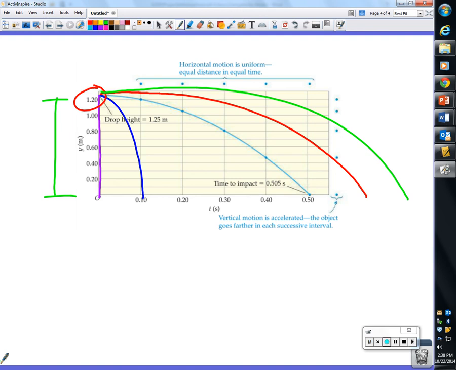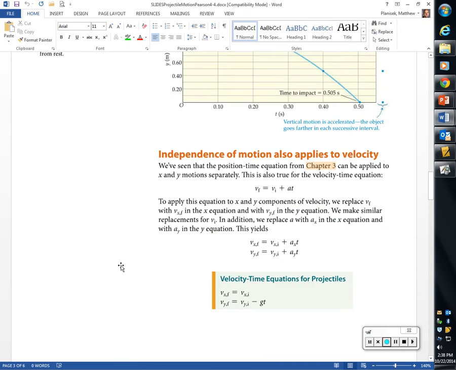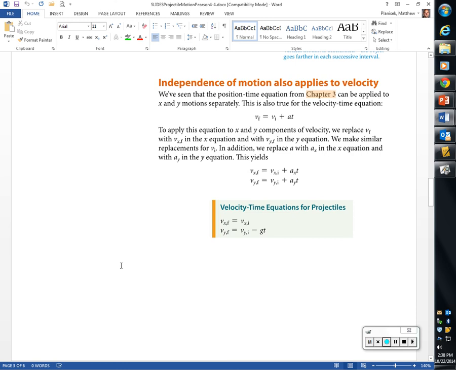Next part of your packet, also on page 3, deals with velocity. The last example that we did, and the example that we did yesterday, shows how position is independent in x and y. We can look at both of them separately. It doesn't really matter that they're happening simultaneously. We can look at each of them individually. The same is true of velocity.